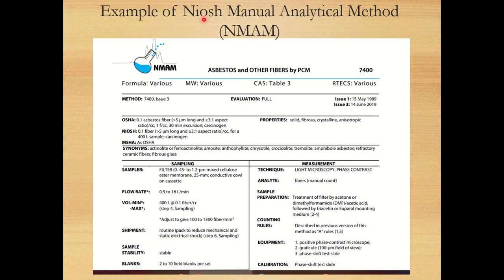Okay, this is the example of NMAM 7400 for asbestos and other fibers. From this we can know the flow rate, for example, from 0.5 to 16 liters per minute, and the minimum and maximum volume. How to calculate this flow rate and volume, we will learn in the next chapter, chapter 4, I guess. So how to find the NMAM? You just Google it. For example, you type NMAM 7400 and it will appear on your screen.